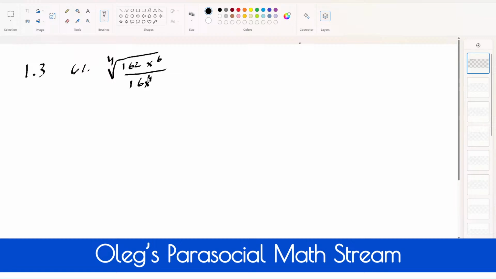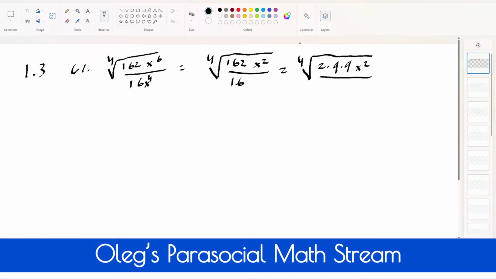Yeah. Well, for starters, let's simplify this a little bit. So we have 162 x squared. We're going to drop the x to the 4th power and scratch those and divide it by 16. So then 162 divided by 2 is 81. Okay, so this is equal to the fourth root of 2 times 9 x squared over 2 times 2 times 2 times 2. All right.